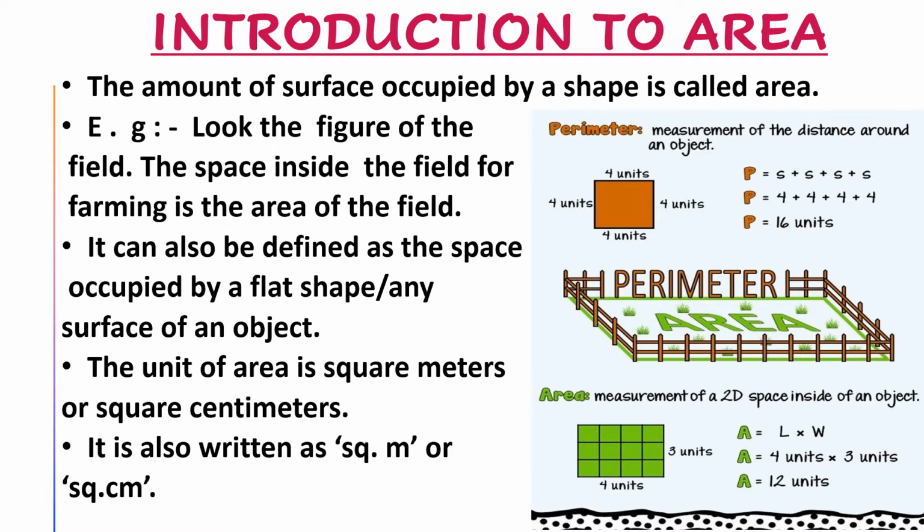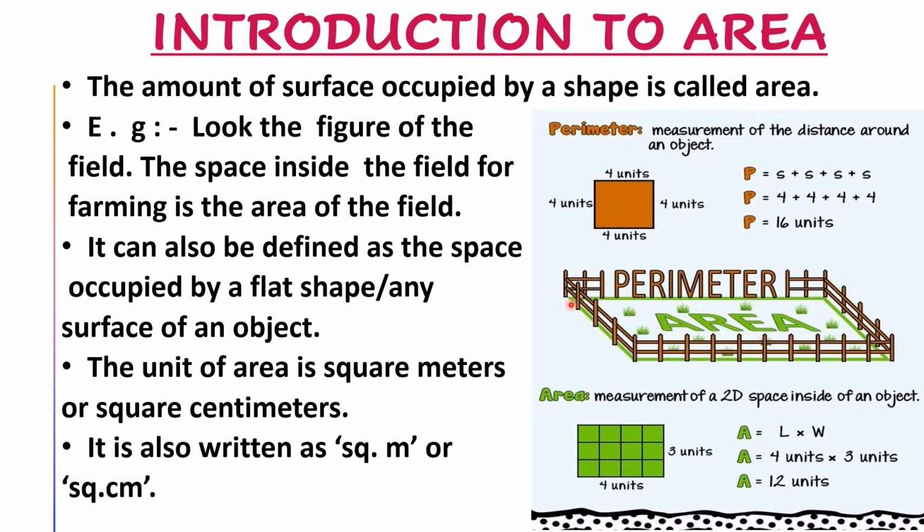Introduction to area. Children, in the previous class we learned about perimeter. The measurement of the distance around any object is called the perimeter. What is an area? The amount of surface occupied by a shape is called an area.